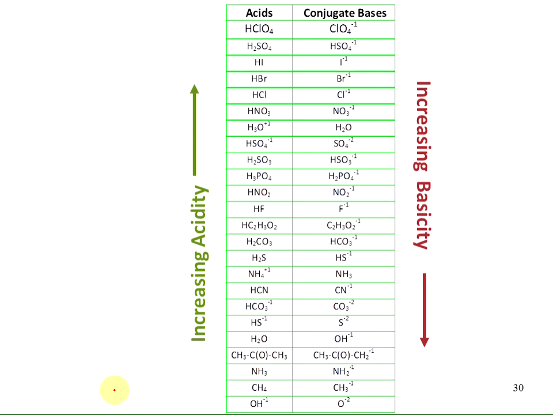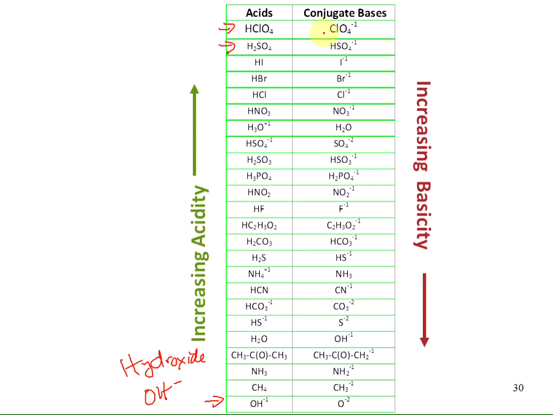Now on the cover sheets for your exams, you'll be given a list of acids and bases. And here they're ranked in increasing acidity, where at the top here we have perchloric acid and sulfuric acid. So these are the most acidic of the acids, whereas OH minus, the hydroxide, is the weakest of the acids.